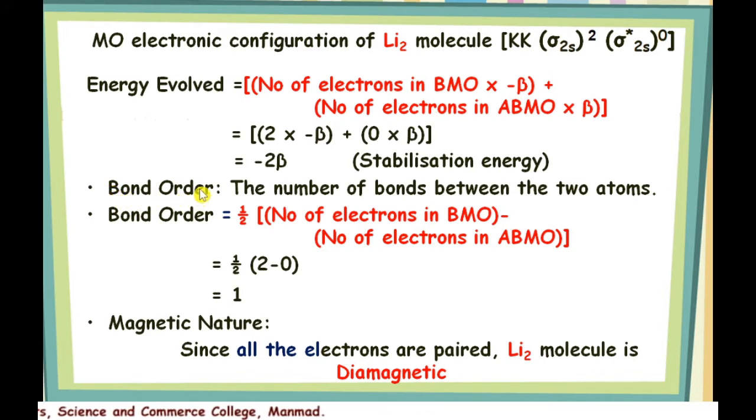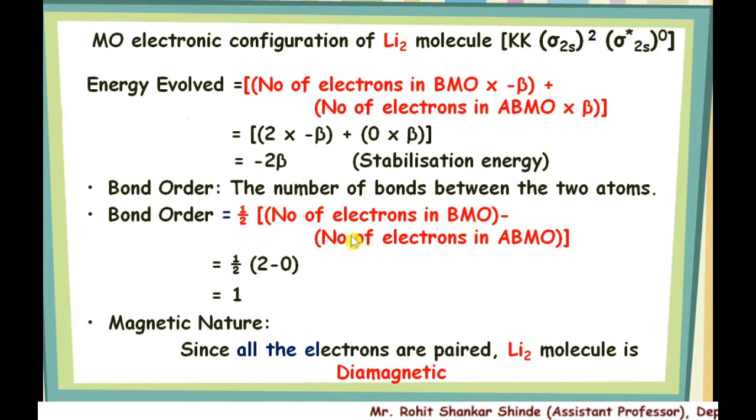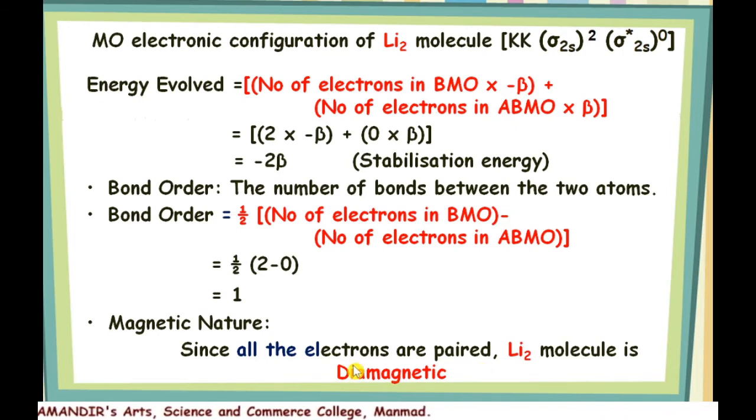Bond order. Bond order is defined as the number of bonds between two atoms. It can be calculated using the formula 1/2 in bracket, number of electrons in BMO minus number of electrons in ABMO. So 1/2 in bracket 2 minus 0 becomes 1. Bond order 1 indicates that one bond is present between the two lithium atoms in the Li2 molecule. Magnetic nature of Li2 molecule: since all the electrons are paired, the Li2 molecule is diamagnetic in nature.